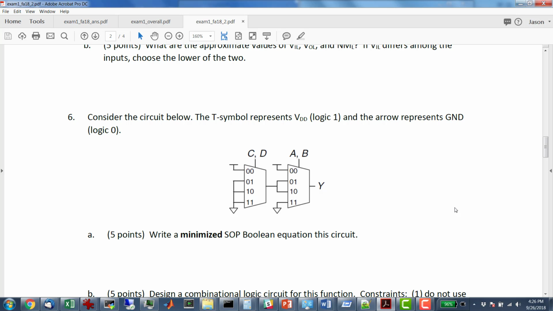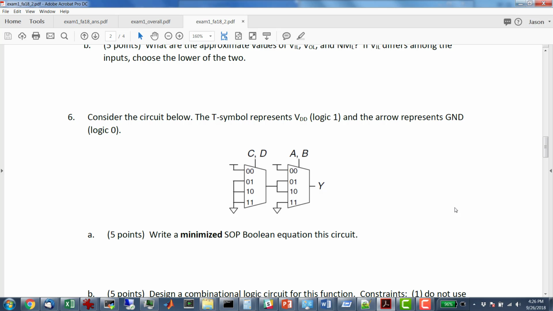Because if A and B are both 0, I'm going to select this top input. I'm going to ignore the 2 inputs that are being fed by this mux. You guys with me on this? So what that means is Y has an implicate that is just not A and not B, because if A and B are both 0, then automatically Y is 1. I don't care about anything else, right?